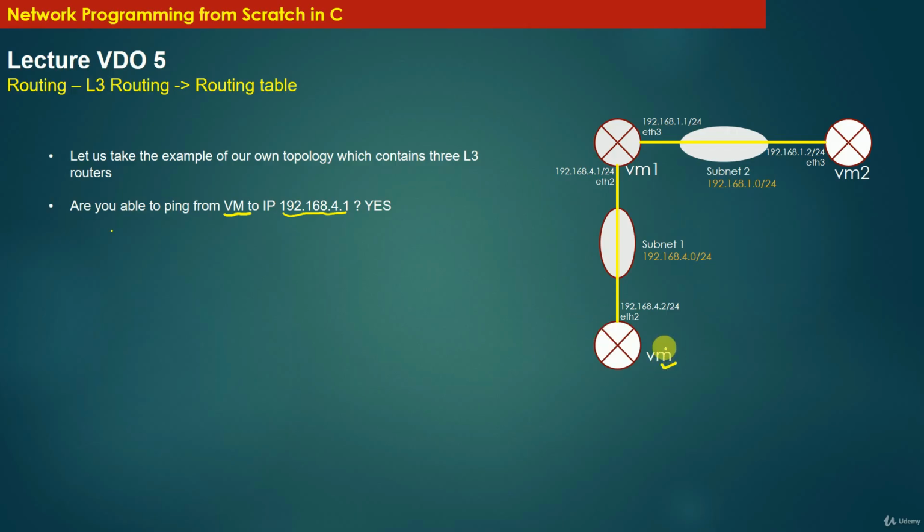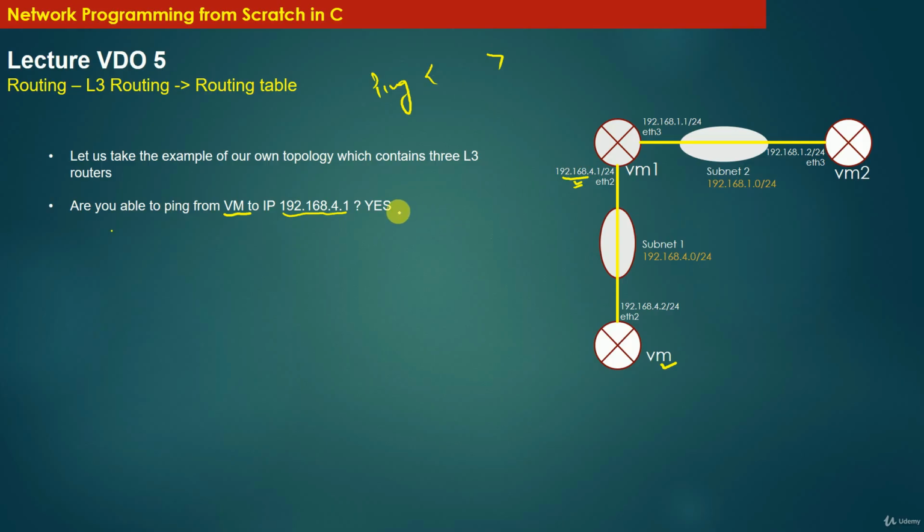If you open a terminal on router VM and try a ping command, that is ping and just specify the IP address, are you able to ping the IP address 192.168.4.1, which is actually the IP address of the other side of this point-to-point link? The answer is yes. You will always be able to ping your neighbor.